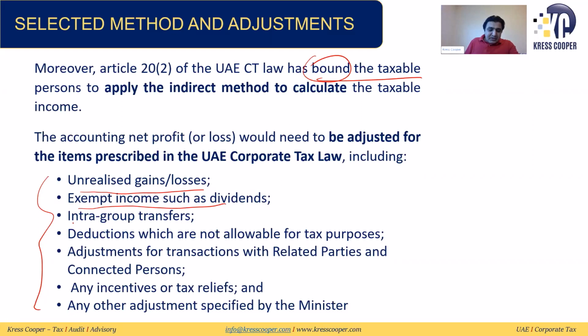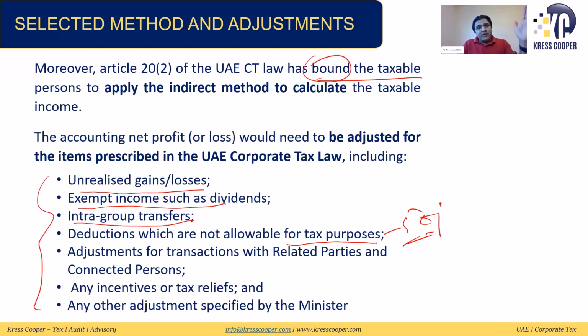Exempt income needs to be adjusted. Intra-group transfers need to be adjusted. Deductions which are not allowable for tax purposes, like we already discussed, 50% of entertainment expenses not allowable, and fines and penalties not allowable, need to be adjusted. Then there are adjustments with related parties and connected parties. Transactions can be with the related party or connected party, below the market value or above the market value. The law says we need to set the prices based on the arm's length principle, so we need to adjust the transactions with the related party or connected person. We will discuss this in our next lectures. Any incentive or tax relief needs to be adjusted. Any other adjustment specified by the minister needs to be adjusted as well.